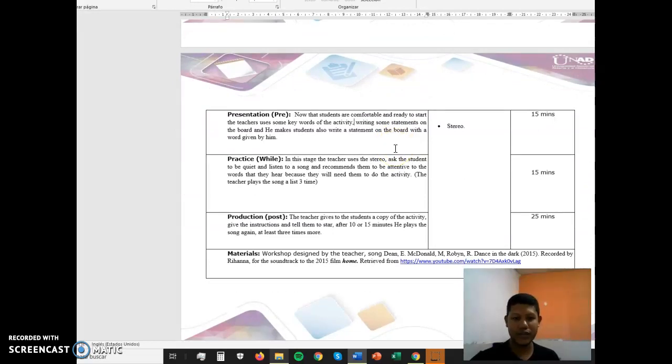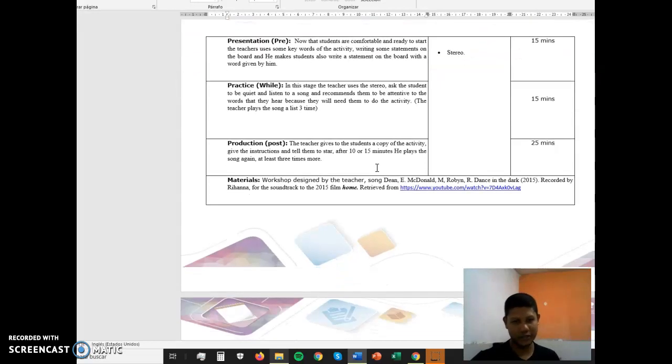So for the presentation, now that the students are comfortable and ready to start, the teacher uses some keywords of the activity, writing some statements on the board, and he makes students also write statements on the board with a word given by the teacher. To practice, the teacher uses the stereo, asks the students to be quiet and listen to a song, and recommends them to be attentive to the words that they hear because they will need them to do the activity.